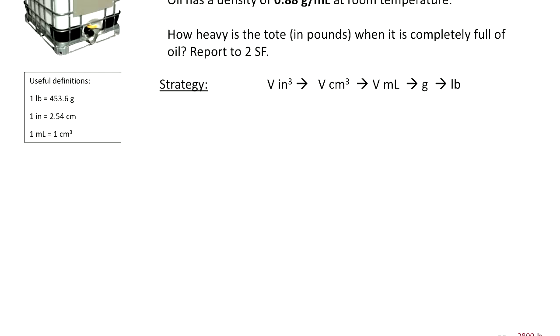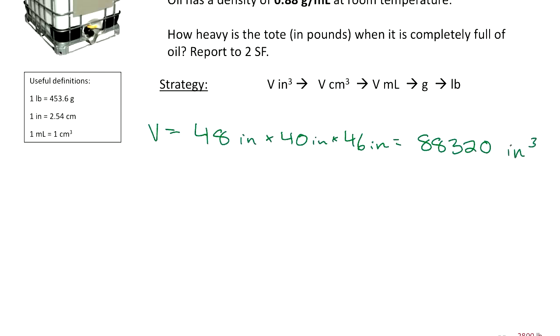Right? So here are the dimensions of the tote. So I can get a volume that way. If I calculate volume, 48 inches times 40 inches times 46 inches, I get that the volume of this tote is 88,320. But what is the unit of this volume? Inches cubed, yes, because all of those are inches.